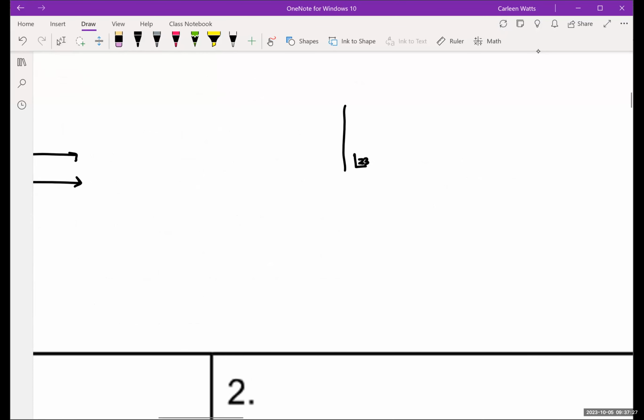Now, alternate interior. First of all, it's so jumpy. So first of all, alternate interior, let's make this go away.